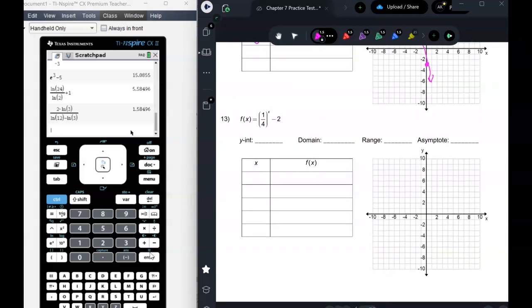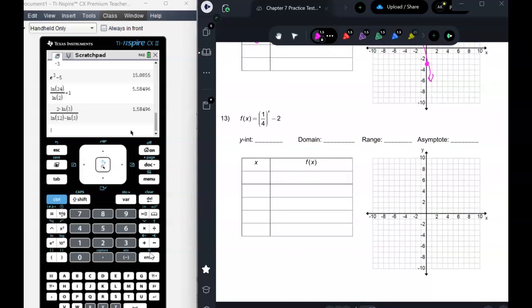What would be some good numbers to plug in? How about -1 and 0? What happens when I do 1/4 to the -1? 4 minus 2 gives us 2. So (0, -1). Domain is all reals.